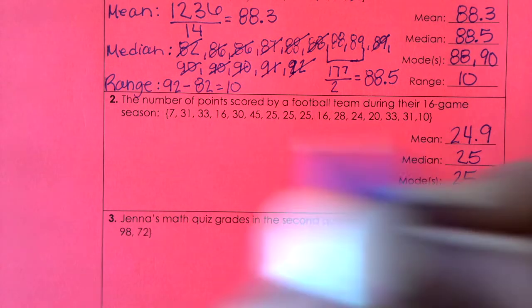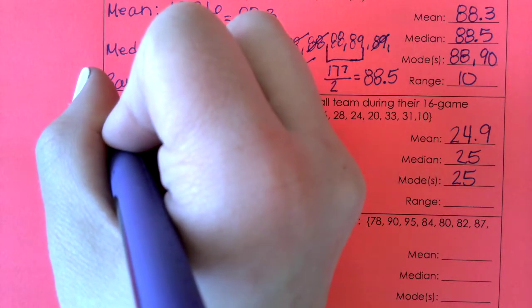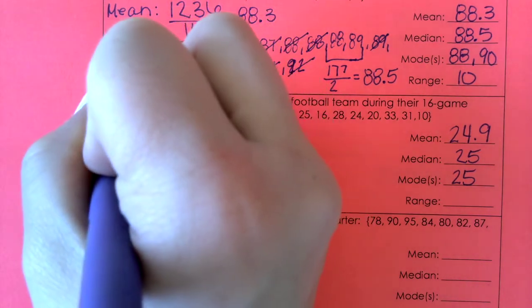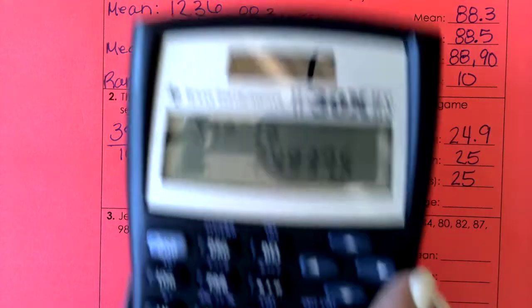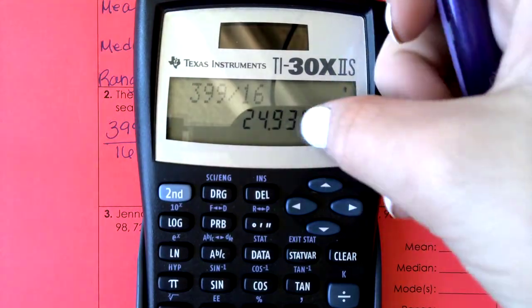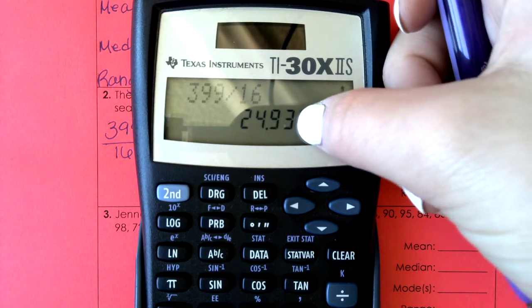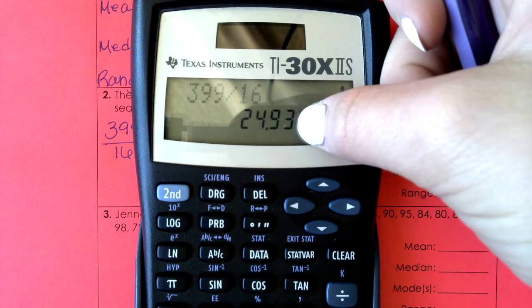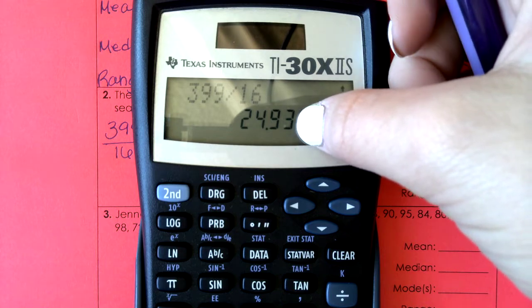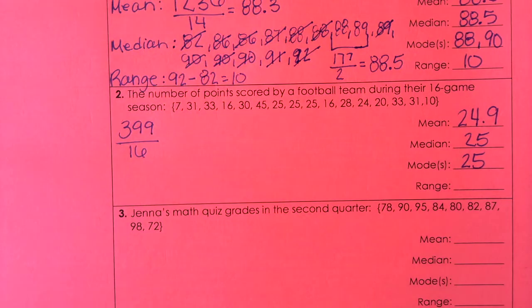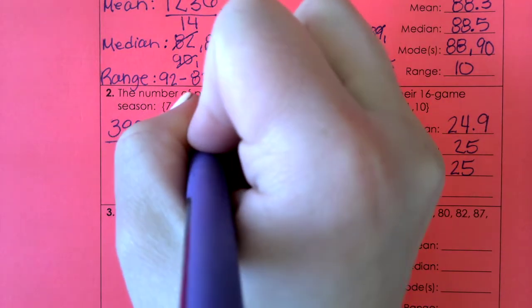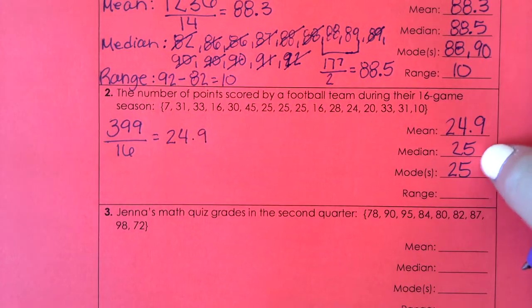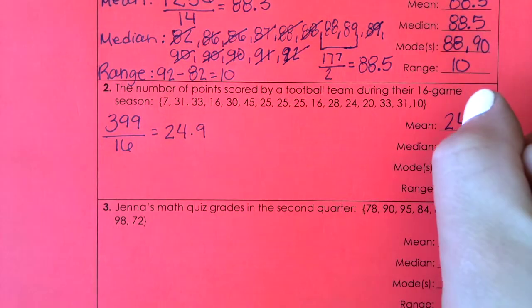Okay, so when you add them all together, you should have gotten 399, and then you should have divided that by 16. Is that what everybody did? Then you would have gotten this number, and I'm going to cut off these last two, and I'm going to see that 3 doesn't change my 9. So that's why it's 24.9. Okay? So that's how I would round that. Median and mode is 25, and then my range is 38.